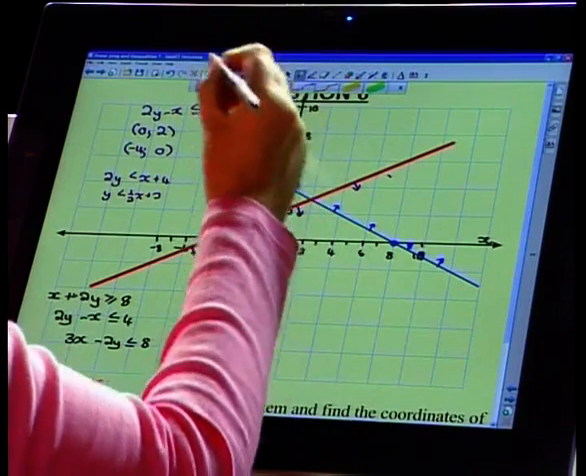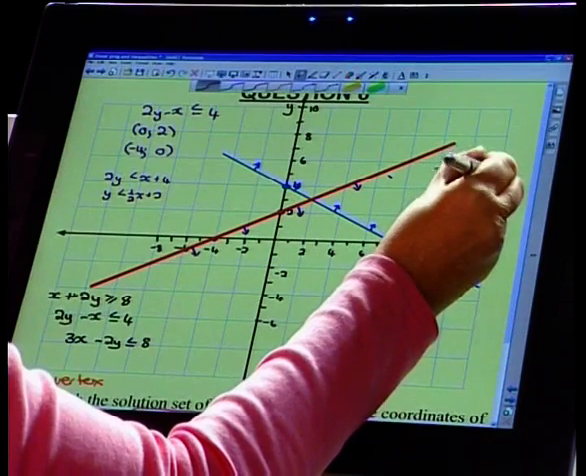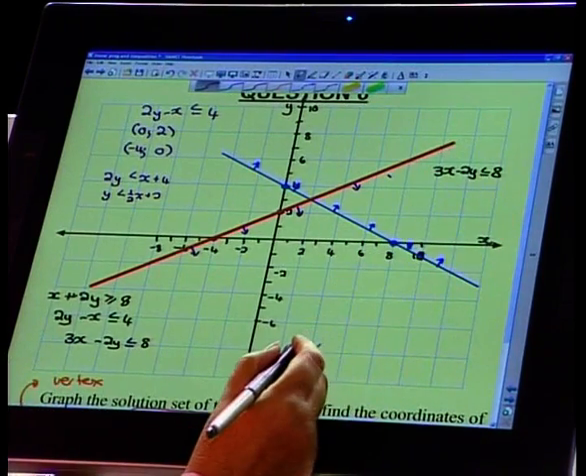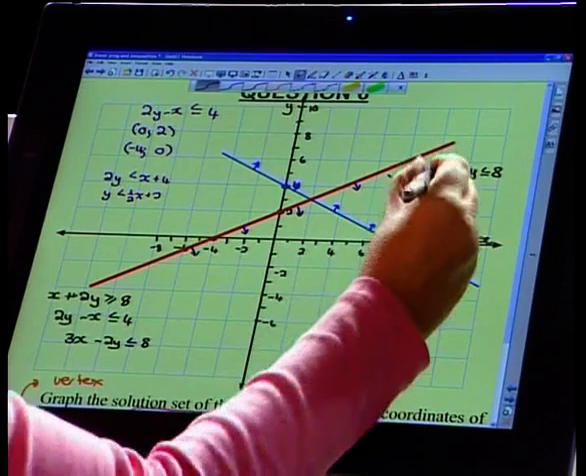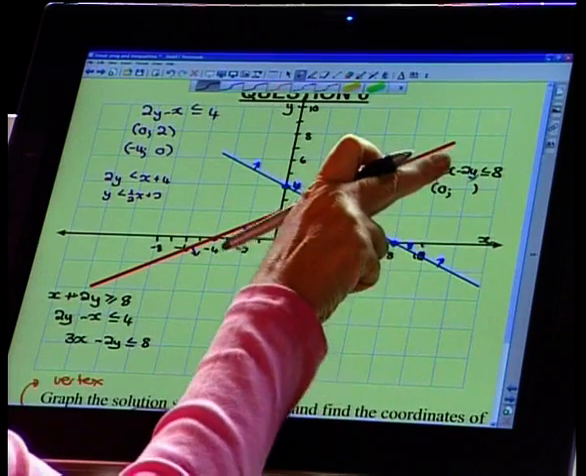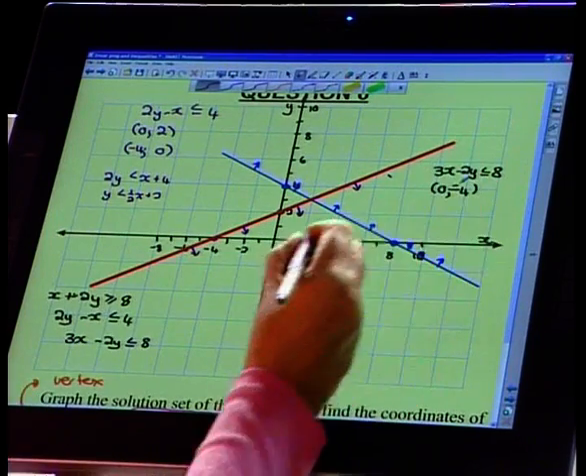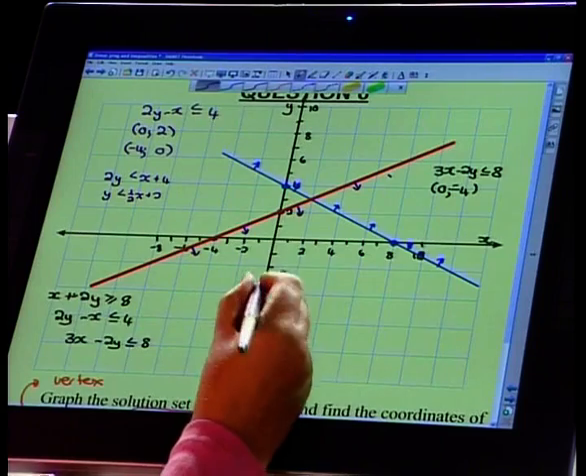Okay, and let's make this one in black. It's 3x minus 2y less than or equal to 8. Now this one's not going to produce such lovely numbers, but we're going to do it anyhow. If x is 0, what is y going to be? Well, I block it up, and I can see that y will be minus 4. Good. So there's the minus 4, plot the point.